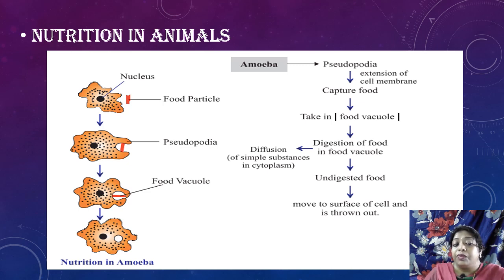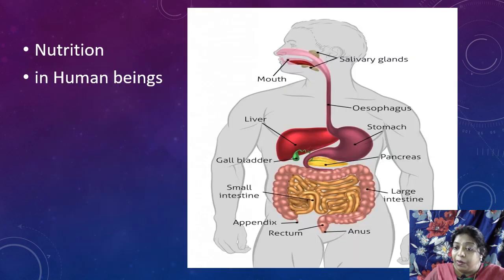Okay, the digested part is taken inside the amoeba, and the undigested part is egested out, or thrown out with the help of the pseudopodia. It just comes out of the body. So this is the nutrition in amoeba, especially in animals.